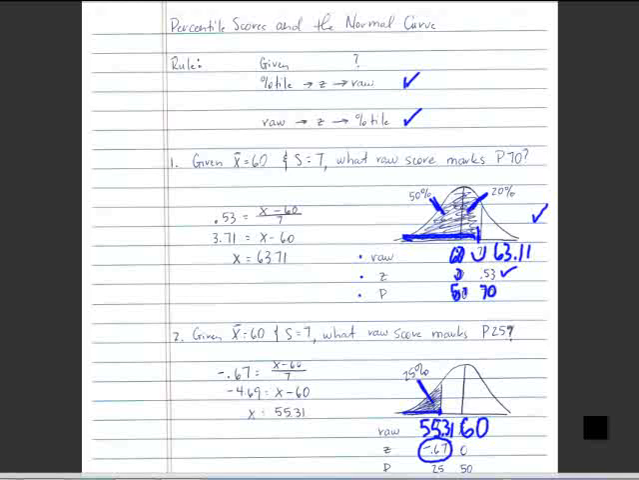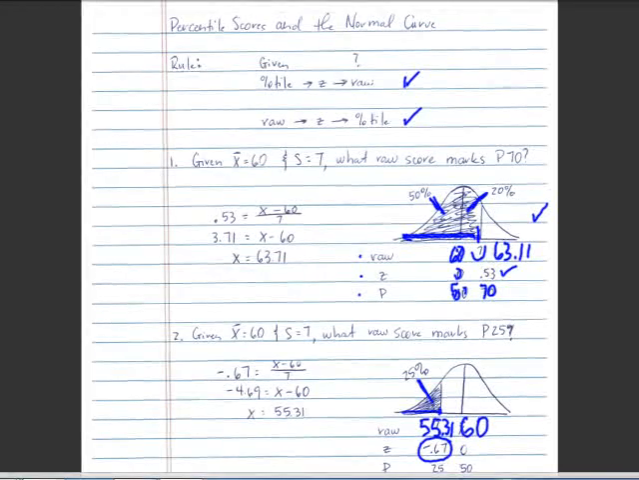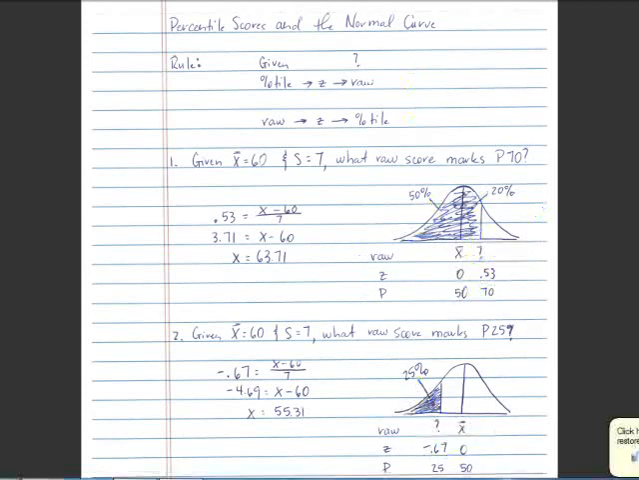Take a moment and see if you can interpret what that means. So how do you interpret the 25th percentile? So hopefully you said something like 25% of the scores were 55.31 or below. So something like that would be correct. So let's move on to the other types of problems that we can do with this. So let me scroll this down.